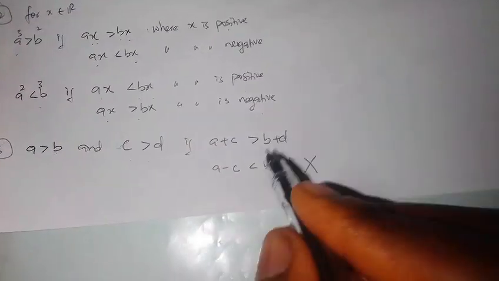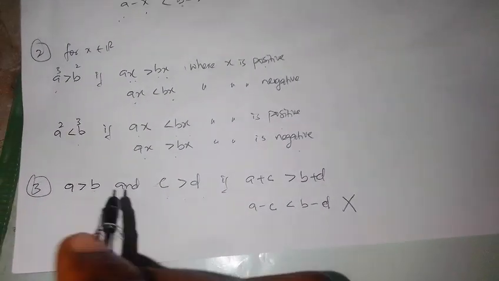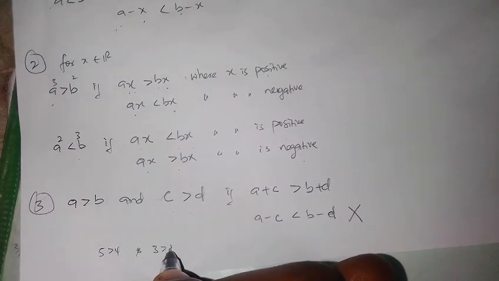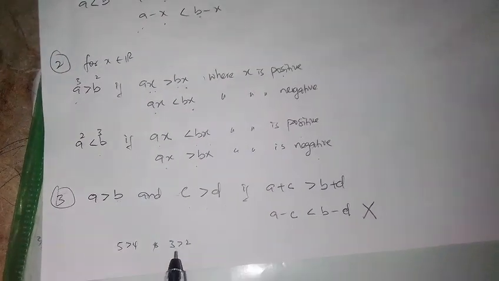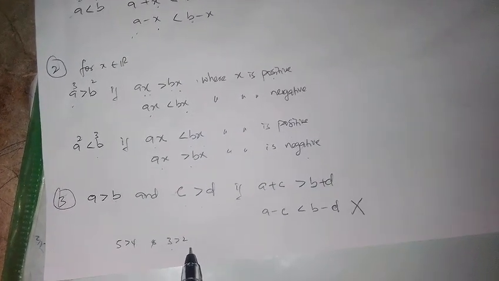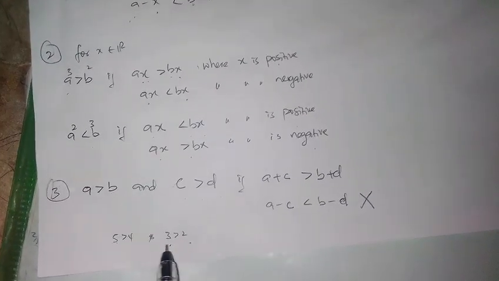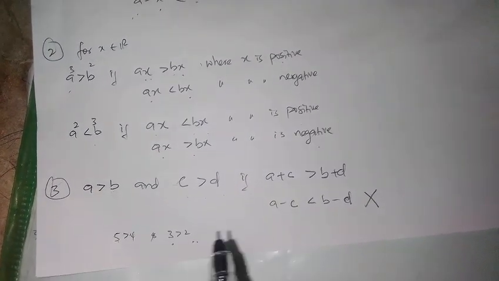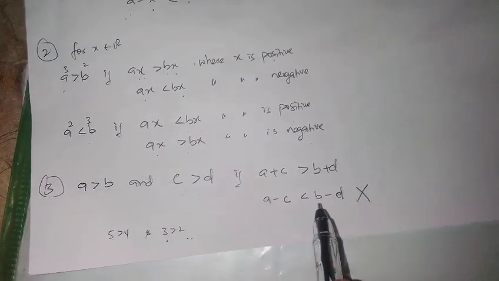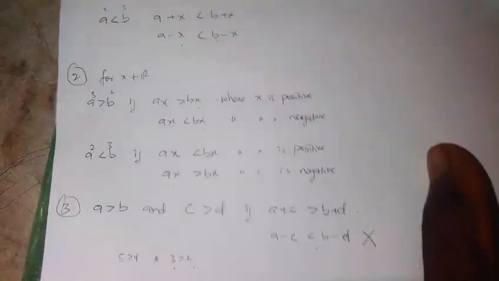Why? Because if you try something like 5 greater than 4 and 3 greater than 2. Now 5 plus 3 is 8, 4 plus 2 is 6. 8 is greater than 6, very correct. But 5 minus 3 is 2, and 4 minus 2 is 2, which 2 is not greater than 2, or 2 is not less than 2 in this case. Hope you understand. So it always works for this, it does not work for this.